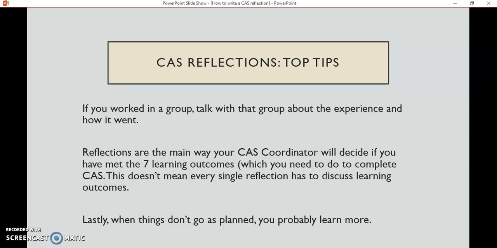And finally, as a general tip, one thing I've learned as a CAS coordinator is that when things don't go quite as you planned, or even if they go disastrously and it all goes wrong, there's actually more useful learning. It won't feel like it at the time when your plans have gone up in smoke, but when things go smoothly, that's great, but you maybe don't learn as much because you're not being pushed or challenged. When things go wrong or go badly, that's a chance for you to sit back and think, why did they go badly? What would you do differently? And you can learn from that.